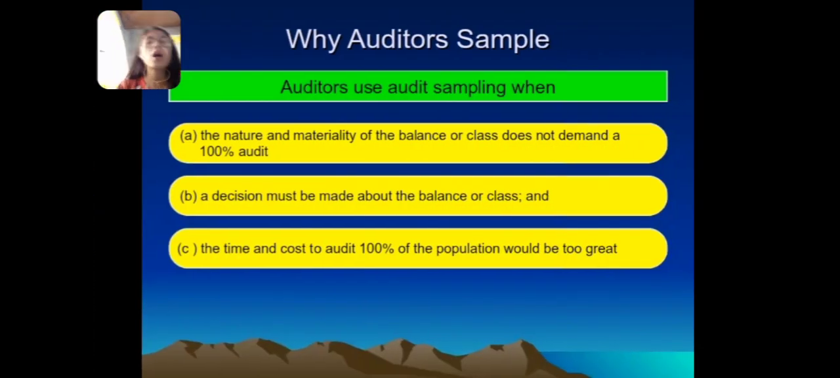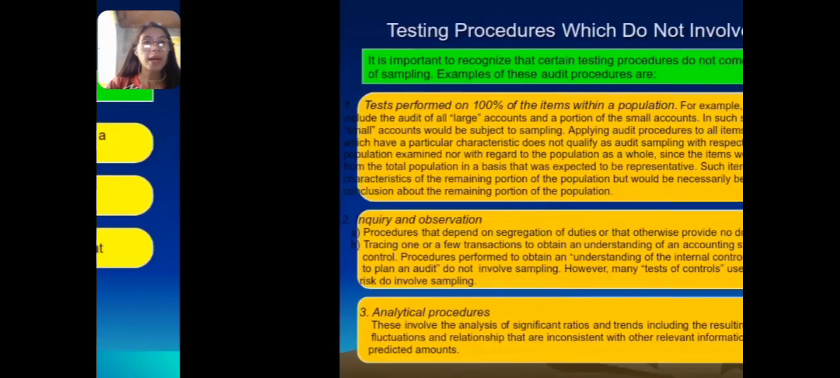Why do auditors use audit sampling? First, the nature and materiality of the balance or class does not demand a 100% audit. The second is that a decision must be made about the balance or class. And the last one is that the time and cost to audit 100% of the population would be too great.